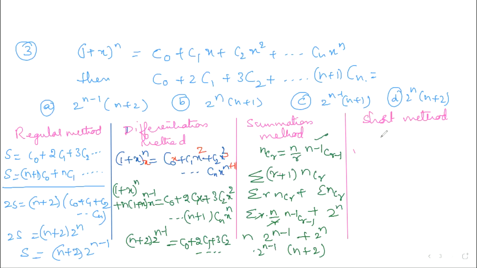And last but not the least, the final method which we generally like to use: plug in n = 2 and write down the series. So the series will be 1 times 2C0 plus 2 times 2C1 plus 3 times 2C2. So this will be 1 + 4 + 3, which is 8. Now plug in n = 2 in the options and check which option is giving you 8. I think it's option A.